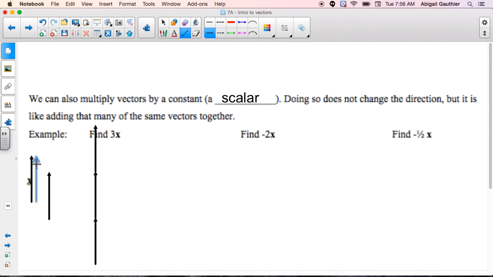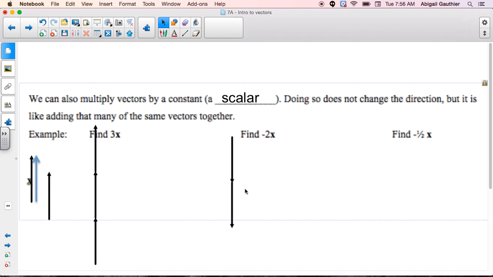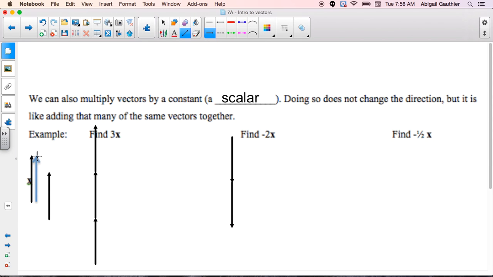So negative x would be like right here. And I've got one of those, and then another one. And that would be negative 2x. And then negative half an x is kind of exactly what you think. It would be going halfway down. We're going to have to use our approximation. You could technically measure this, but negative a half of x, I would say, is about what we see right here. So negative 1/2 of x.